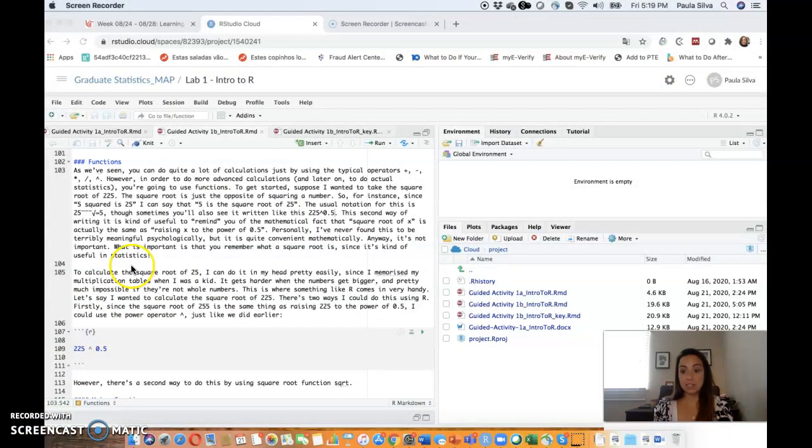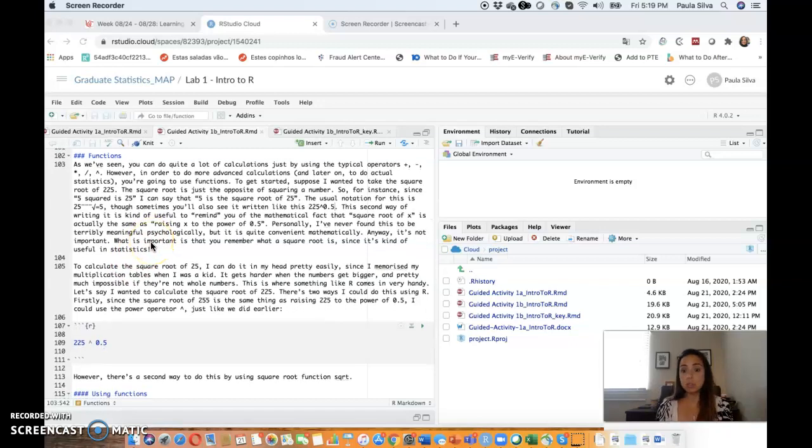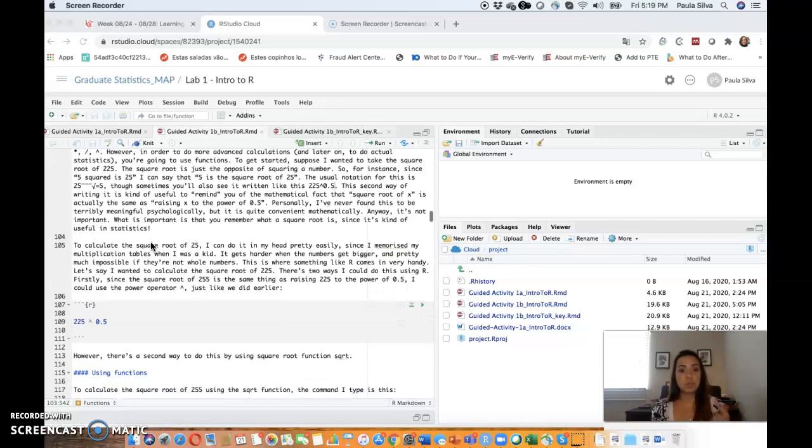Okay, so let's go. I'll put myself down here again, and we'll continue with the concept of functions. As we've seen, you can do quite a lot of calculations just by using the typical operators: plus, minus, the multiplication, the division, the power operator. However, in order to do more advanced calculations such that you don't have to type out the entire equations, we will use functions, right? So it's a compact way to do calculations.